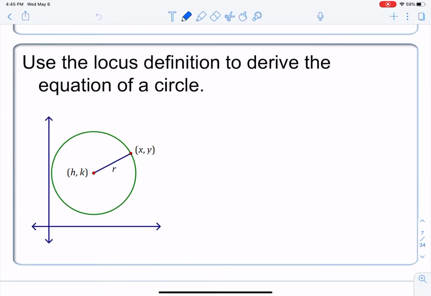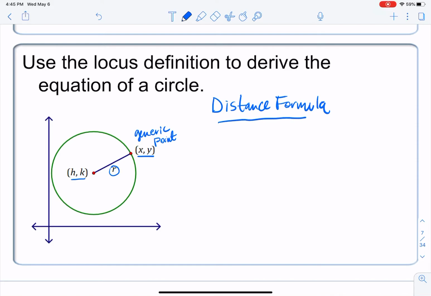Okay, so what we said is that every single point on the circle, this is our generic point, represents every single point that's on that circle. And that point, wherever it is, will always be the distance r away from the center point. So how do I measure distance in the coordinate plane? Don't I have a formula for that? I think it's called the distance formula. Let's start there.